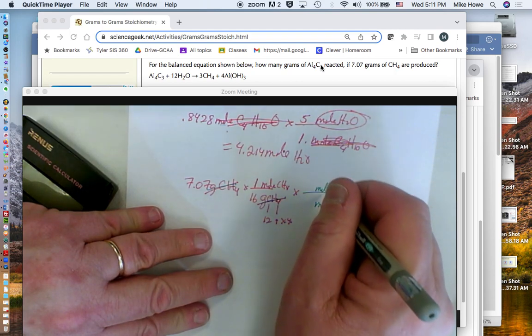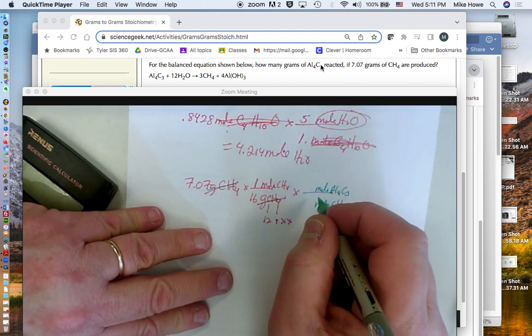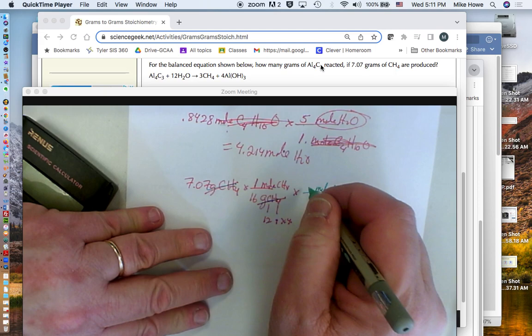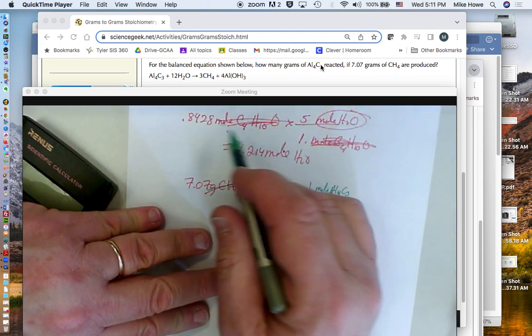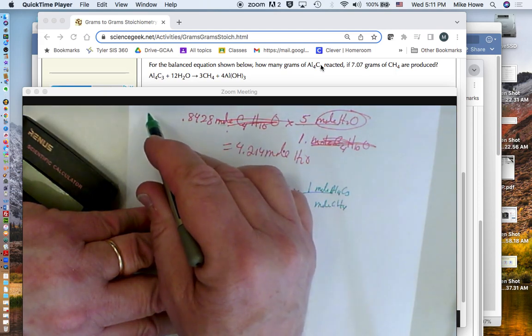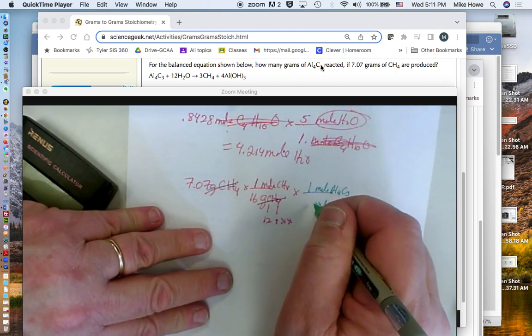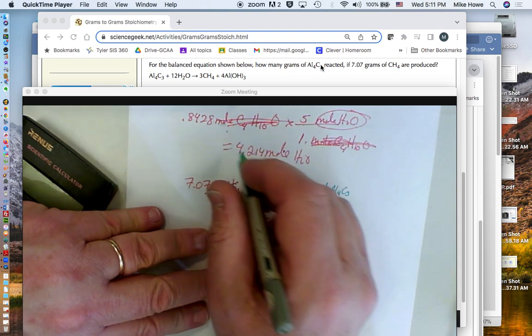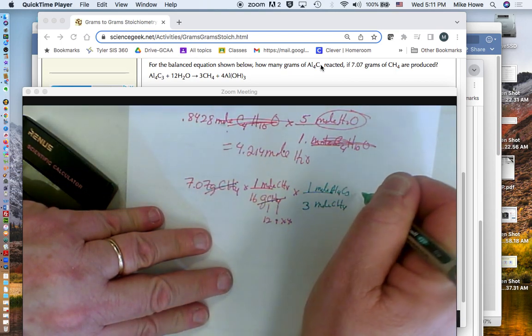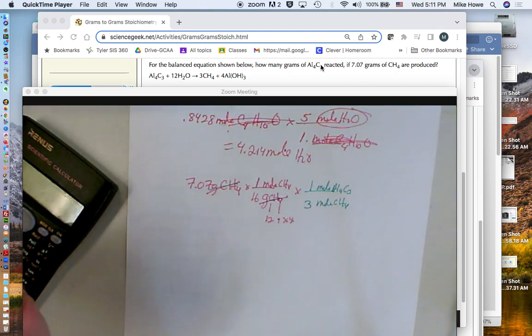This is the mole ratio. The number in front of the Al4C3 is a 1. There's nothing written in front of it in the equation, but since there's nothing there, it's an implied 1. And in front of the CH4, you see that there's a 3. That is the second step in a stoichiometry problem.